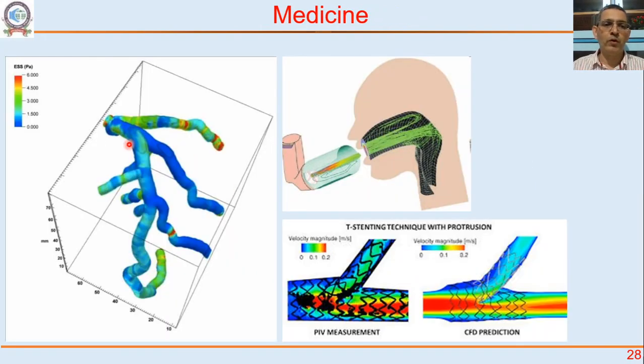Medicine: this is a flow of blood in an artery, with different branches, and flow going to different portions. Inhalers, stents, PIV measurements, these are actual measurements and these are simulations. This is how blood flows in a stented artery. There is a blockage and a stent has been put in to expand that artery, and this is how the flow occurs.